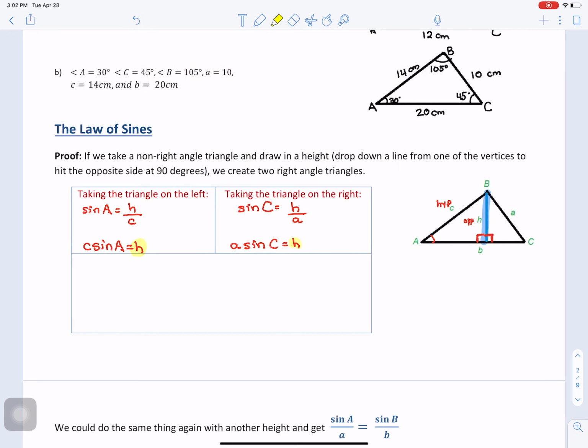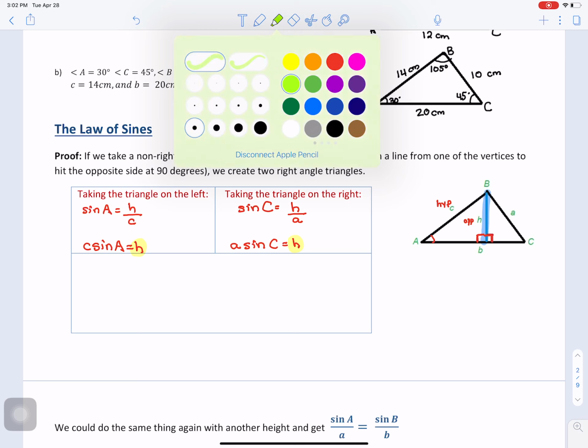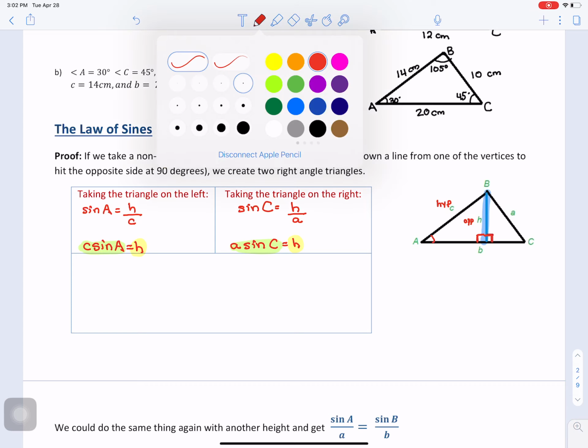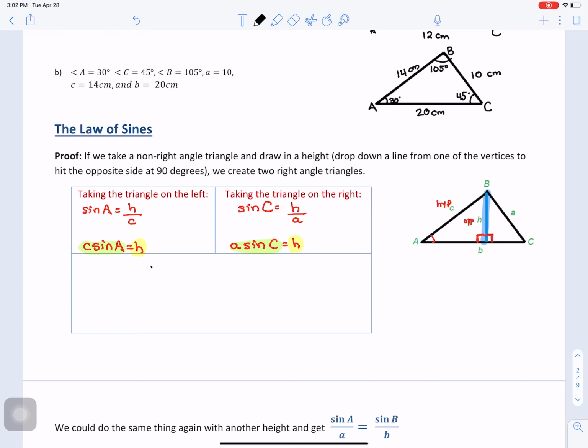This expression is h, this expression is h. So I can take this c sine A and make it equal to a sine C. That's exactly what I'm going to do. So I'm going to go c sine of capital A is equal to a sine of capital C. That's through the transitive property. And then I'm just going to do a little bit of division. So I'm going to divide the right-hand side by a.